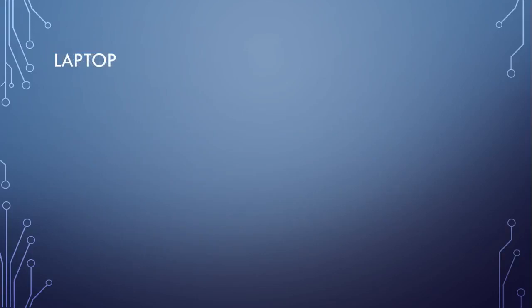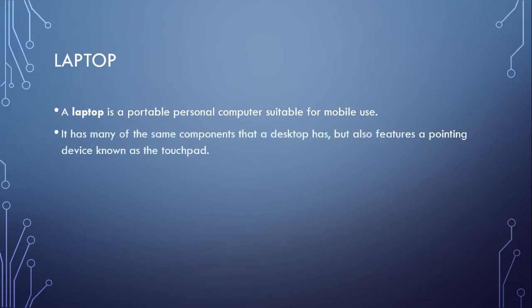All right, next is to discuss laptops. A laptop is a portable personal computer suited for mobile use. It's a pretty broad definition, but the keyword here is portable, unlike desktops, which are stationary. It has many of the same components that a desktop has, but it also features a pointing device known as a touchpad. That's one of the very distinct things about a laptop, the touchpad, whereas if you compare it to a tablet, a tablet is touchscreen.